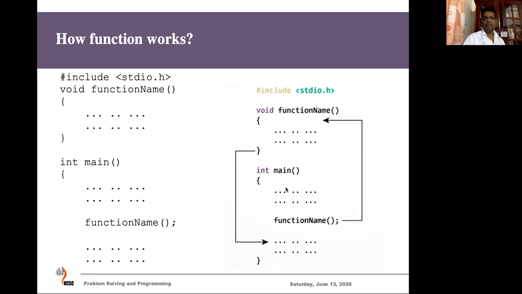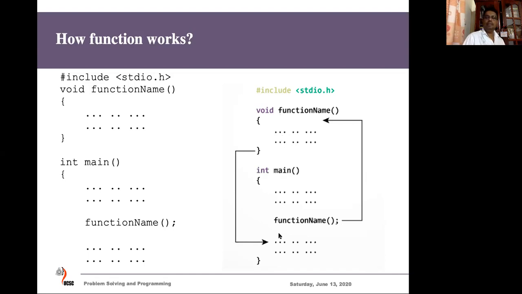So what happens? The program starts from int main and executes the statements in there one after another, and then it executes the function name. When it does that, the program execution jumps to the top of this function. Then it executes the statements inside that block one by one. After it reaches the end of that function, it returns back to the line just after the function call.